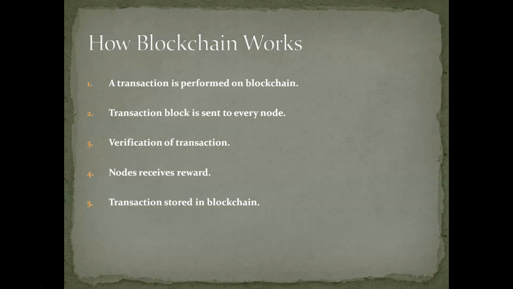Then comes the step of verification of the transaction. Once a transaction is performed, it must be verified by the nodes of the blockchain system. It will be passed to the nodes and the nodes will then check whether the transaction is correct or not. After the validity is confirmed by the majority of the nodes, the transaction will be declared as valid or correct. Then after processing the block, nodes will receive their rewards and the transaction fees.